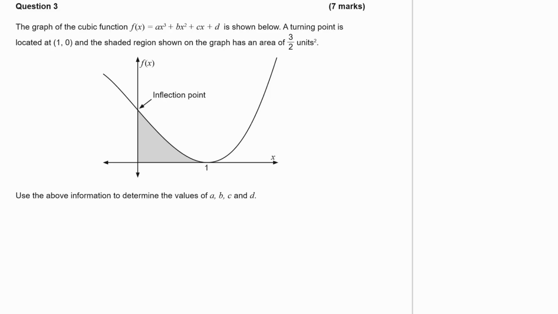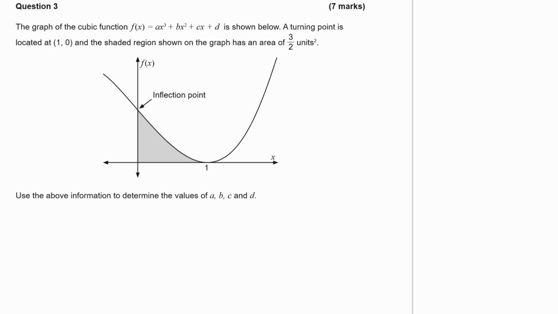The graph of the cubic function f(x) = ax³ + bx² + cx + d is shown below. A turning point is located at (1, 0), and the shaded region shown has an area of 3/2 square units. We can also see there's an inflection point just there.